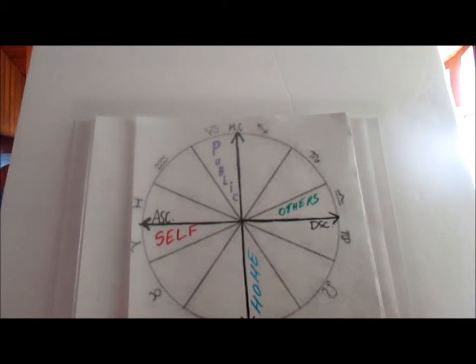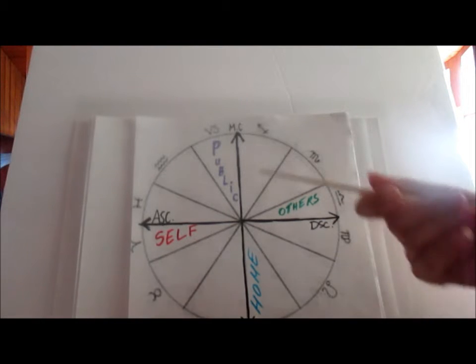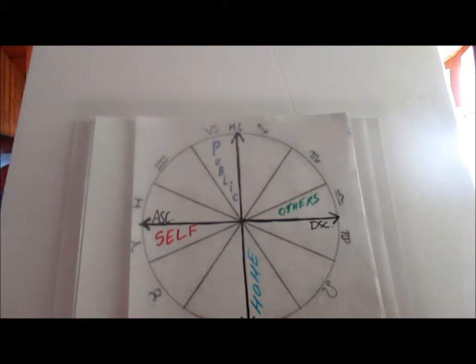Then the second angle, we have what we call the IC, and the IC represents home. It falls right on the 4th house of Cancer. Home, family life, our roots. And opposite to that, we have the midheaven. So one important point for us. The midheaven falls on the 10th house, representing the public domain.